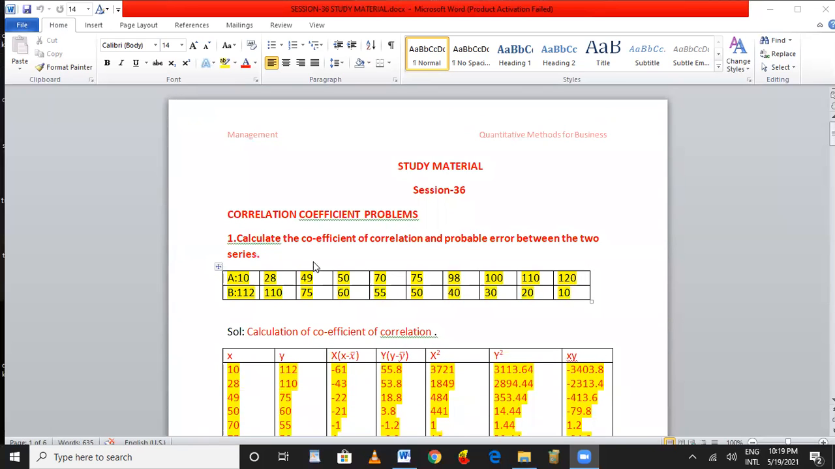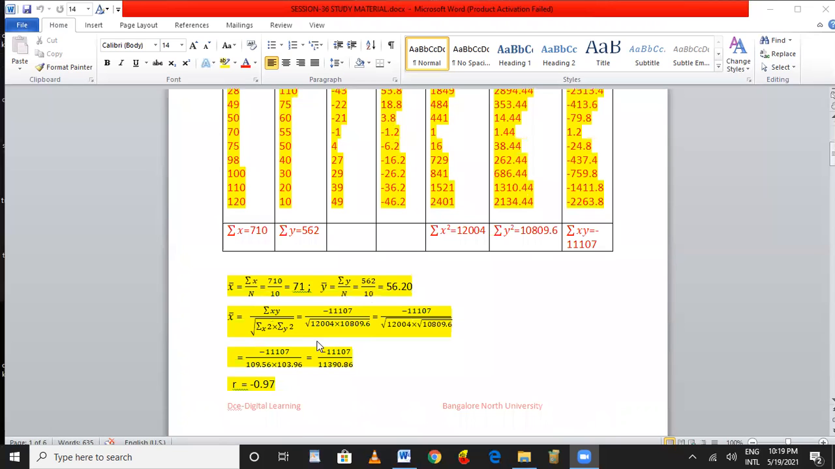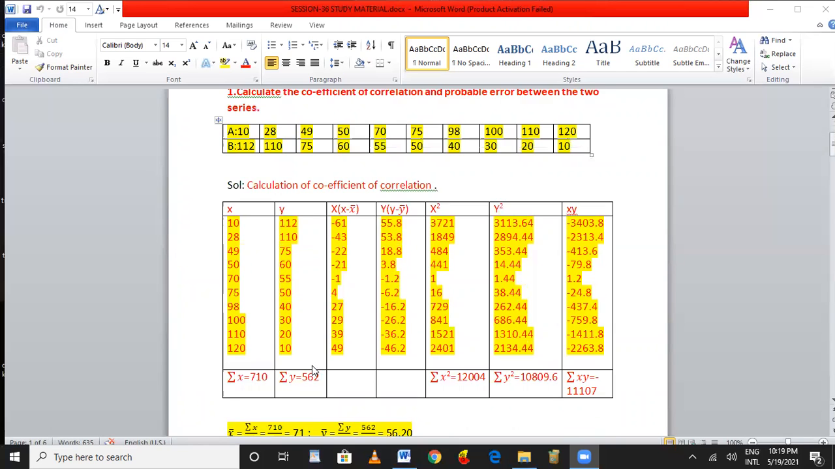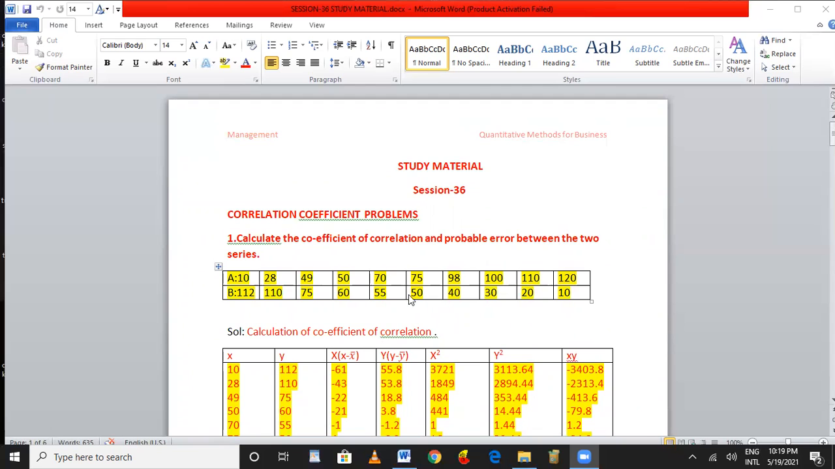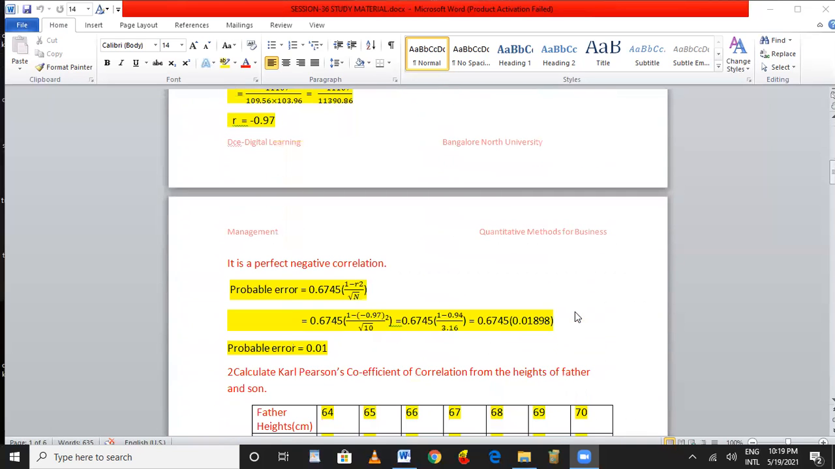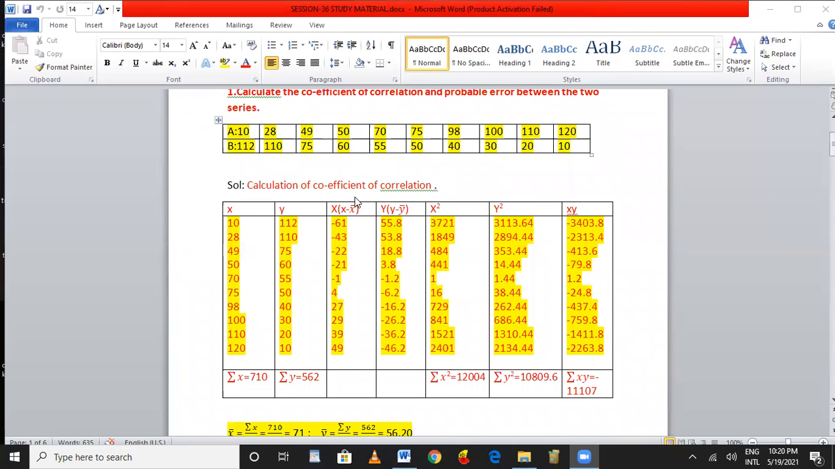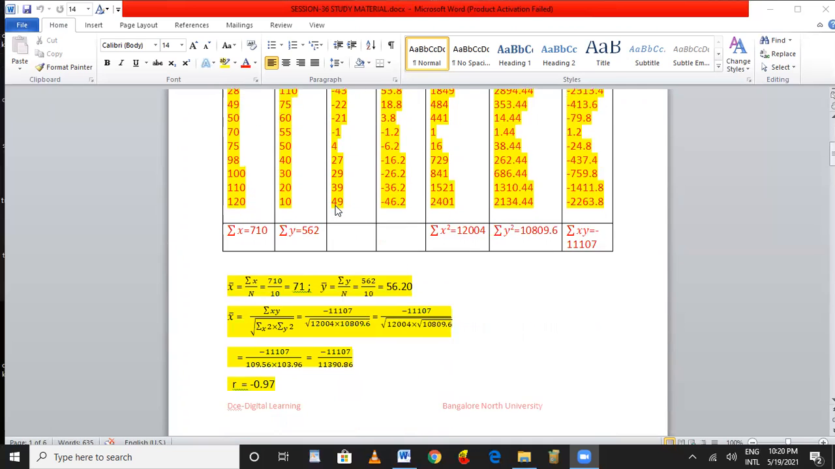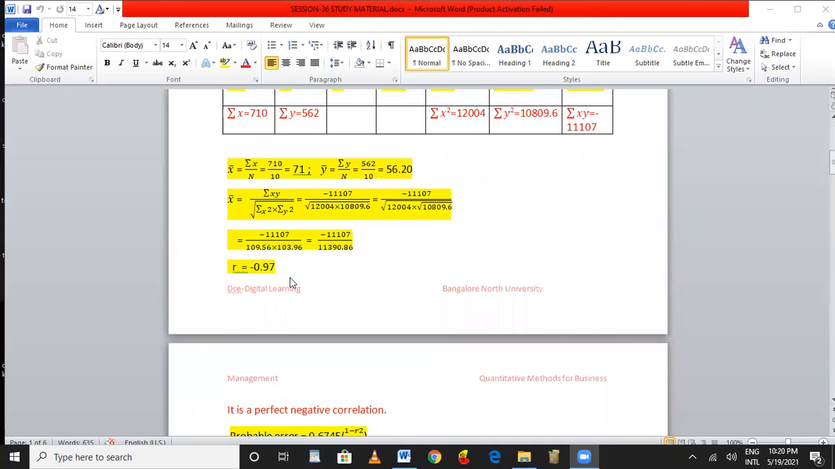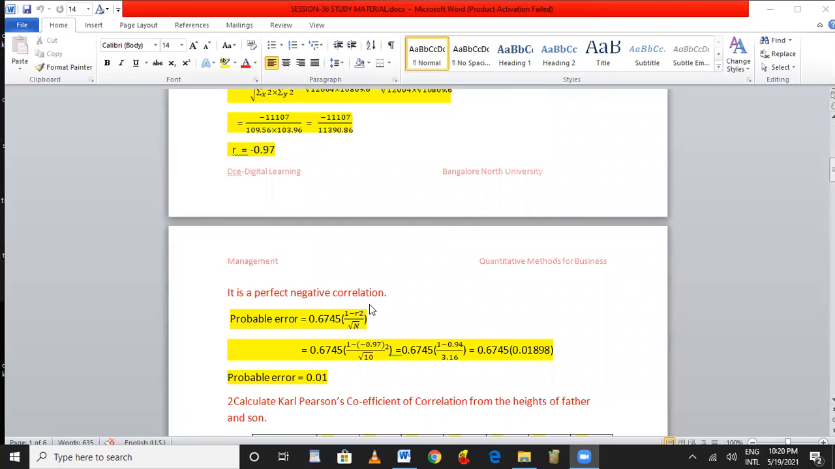Here we are asked to calculate the coefficient of correlation, which is minus 0.97, and the probable error between these A series and B series is 0.01. With the help of this, the management can take decisions with regard to A and B. The management wants to establish the relationship between A and B, and the relationship is a perfectly negative correlation. So this is the outcome of the correlation coefficient, and the probable error is equal to 0.01. These two are helpful for the management.